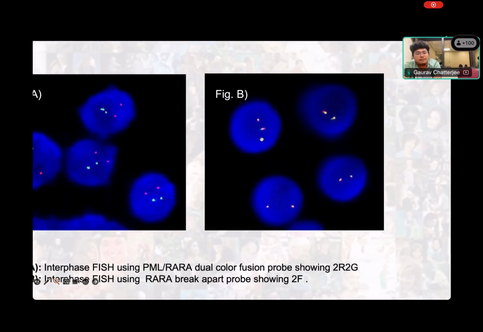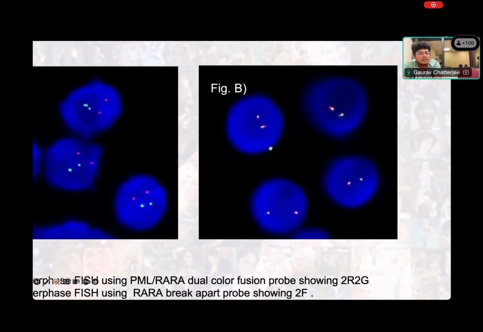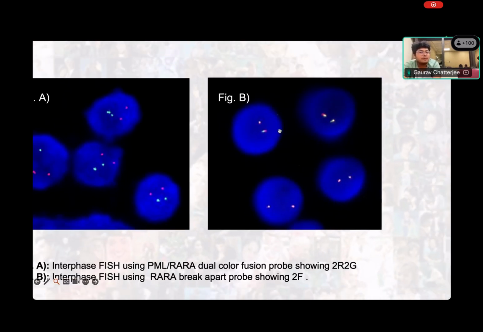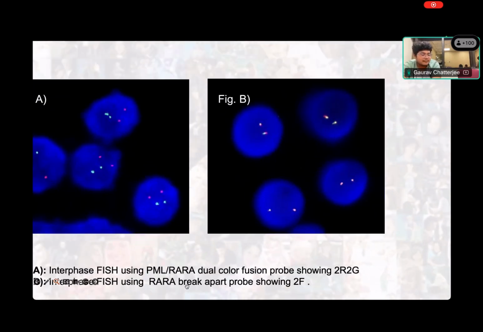What it means is this is only for RARA. In a normal situation, they will be fused. In break apart, if RARA is getting rearranged with something, these probes will break up, and then you will see separate red and green signals. So in this case, the fact that you are seeing them fused means this is normal. There is no RARA rearrangement happening. Okay. So Tapan, you told me that there could still be variants of RARA, right? But with variants of RARA, you would have seen this RARA break apart being broken. It's not broken, it's intact.